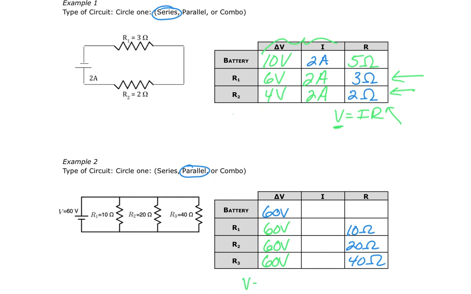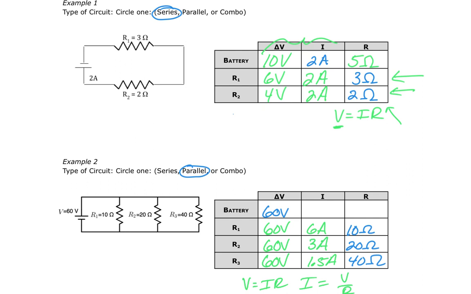Again, if V equals I times R, I must equal V divided by R. So with some simple arithmetic, 60 divided by 10, there must be 6 amps flowing through resistor 1. There must be 3 amps flowing through resistor 2. And 60 divided by 40, you might need a calculator, or you might see that that's just 1.5 amps flowing through resistor 3. So now I know the resistance, the electric potential difference, and the current through all 3 of my components.